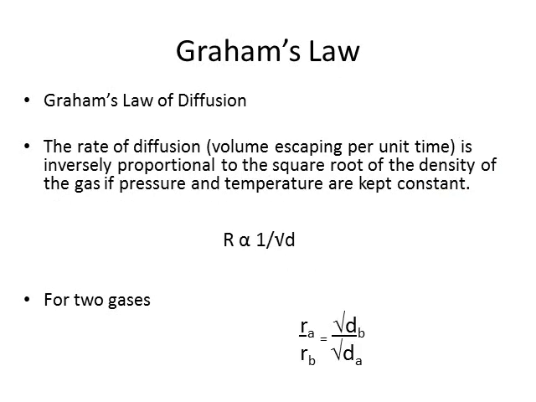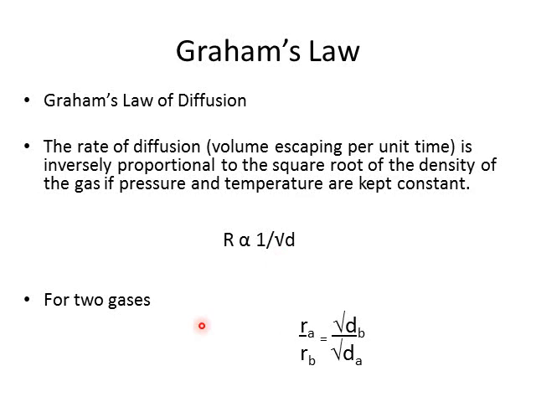So this brings us to Graham's law of diffusion. This law states that the rate of diffusion, which is the volume escaping per unit time, is inversely proportional to the square root of the density of the gas, provided the pressure and the temperature are kept constant. So mathematically this would be written as: rate is proportional to 1 over the square root of the density.